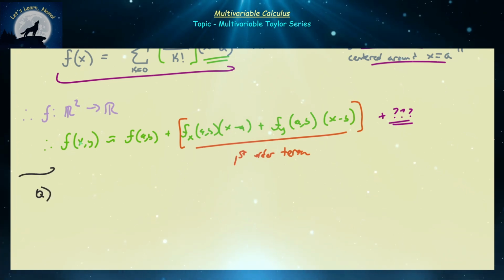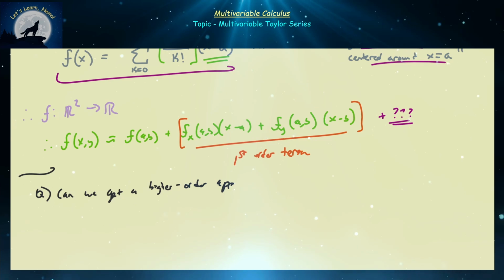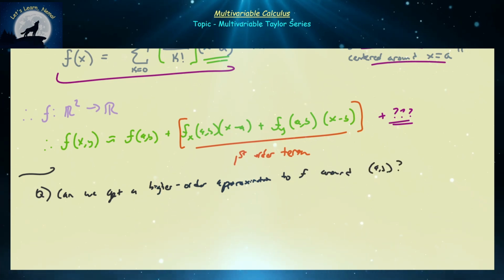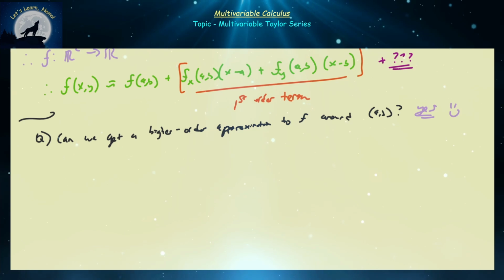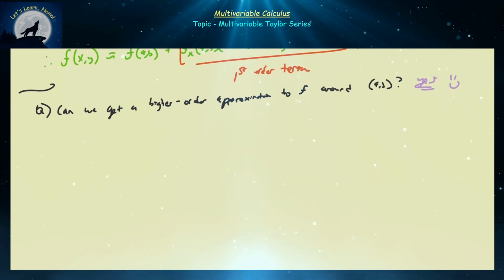So the guiding question here is, can we get a higher order approximation to f around the point (a, b)? And the answer is, of course, yes. So the higher order Taylor series is going to be of the following form for one particular variable.